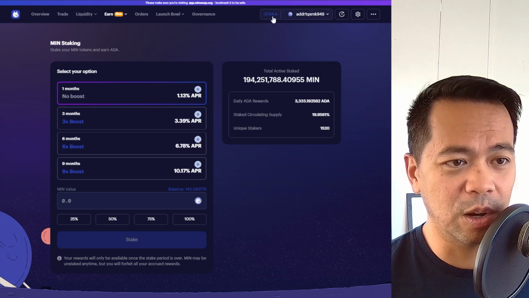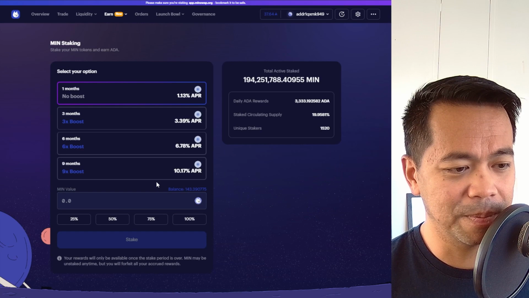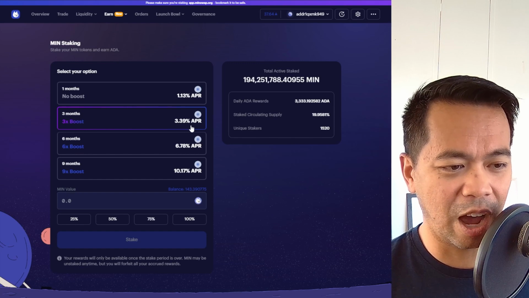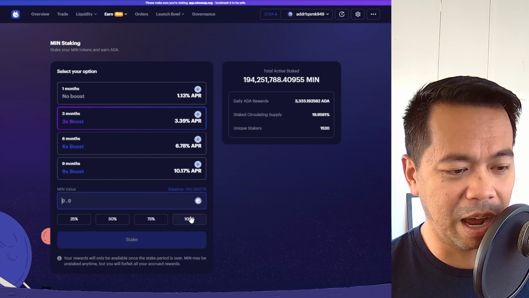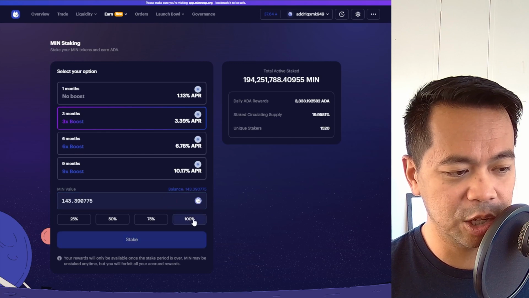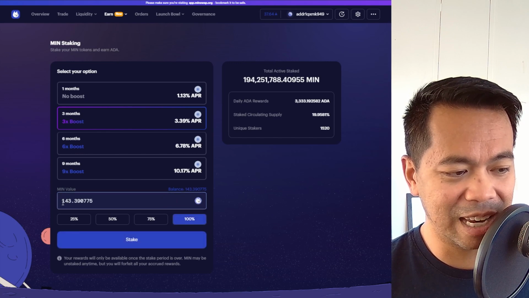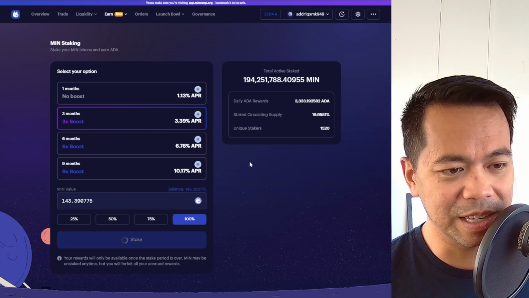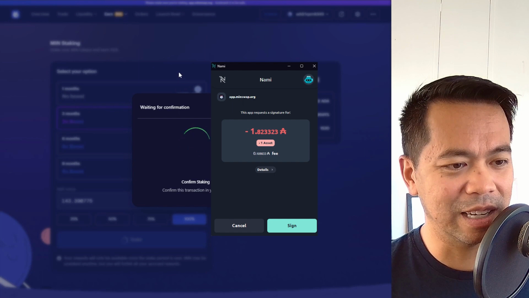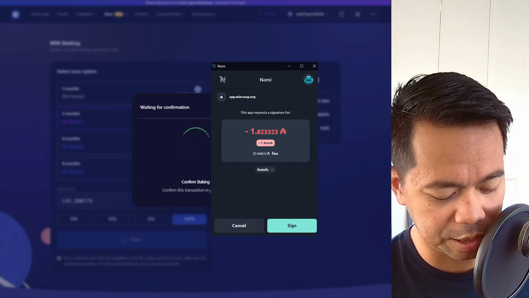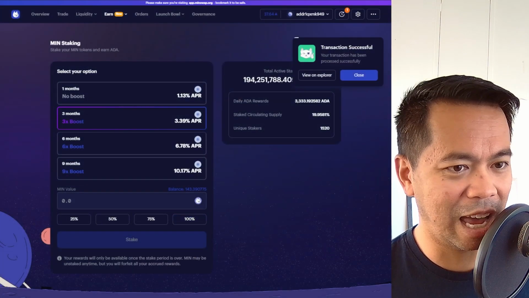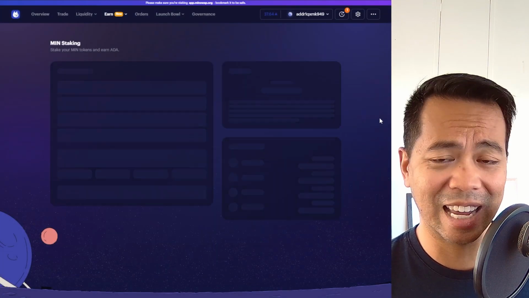So I'm going to go and stake my Min tokens here. I'm going to choose 3 months for this particular boost. So I've got 3 months at 3.39 APR. Now I'm going to add in my entire balance, so I'm going to click on that 100%. I've now staked my 143 Min tokens in this process. Click on the stake button, and now my NAMI wallet is sending me a prompt to sign. So I'm just going to sign this transaction. And there it goes. Now it's sending off that transaction and my Min tokens are staked on the platform.